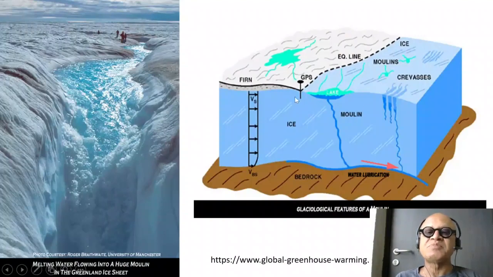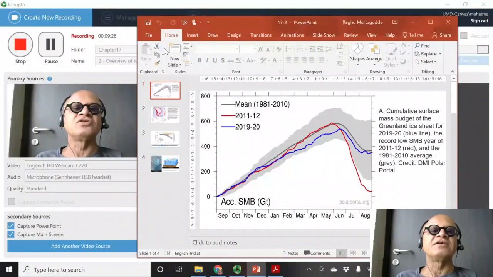There is a GPS measurement here, and the equilibrium line is basically where there is a balance of accumulation and loss. On this side, there is more ablation than accretion, so there is a loss. Okay, so this is how crevasses get filled and cracked. This is how moulins get formed and make it to the bottom and create lubrication against the bedrock and can accelerate glacier slide and glacier breakups and so on and so forth.